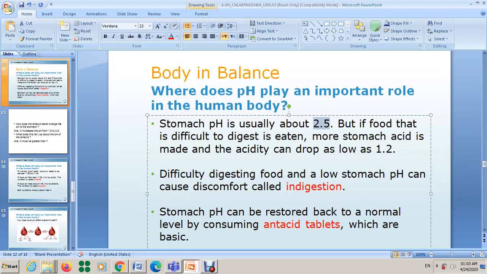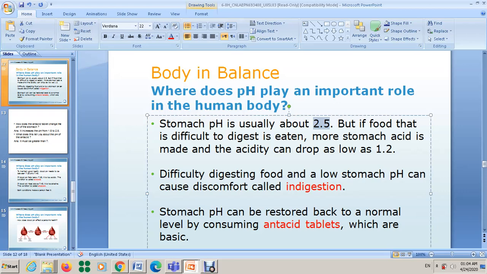So difficult digestion of food and the low stomach pH cause what? Discomfort, which is called what? Indigestion. To restore the normal pH inside the stomach, you can take what? An antacid tablet.